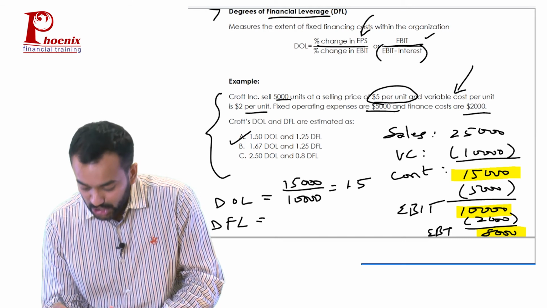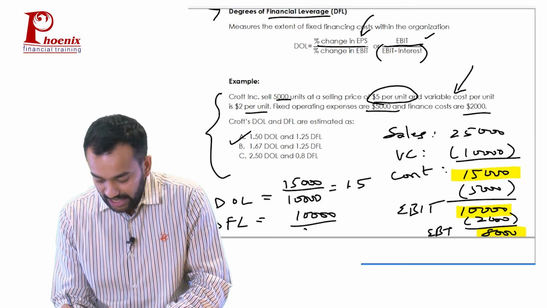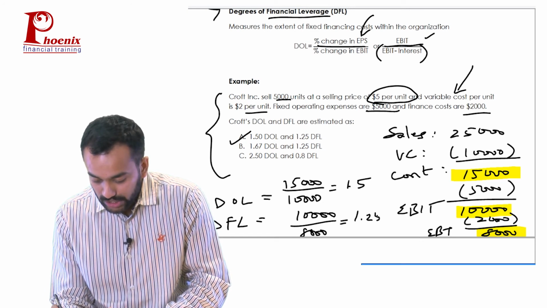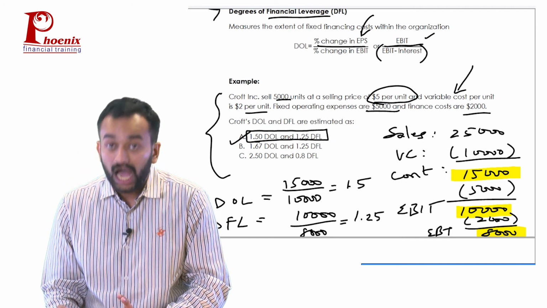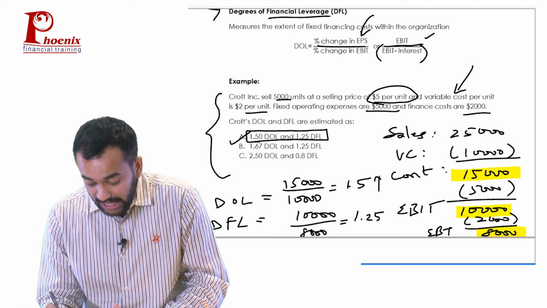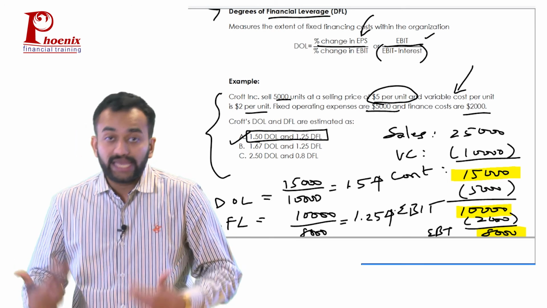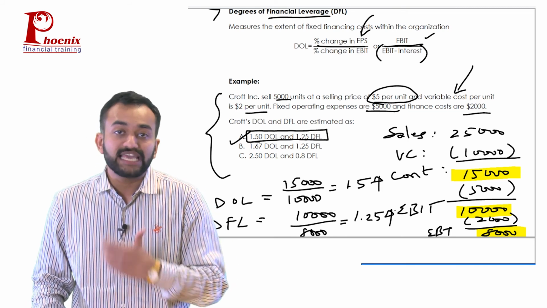The degrees of financial leverage would be your earnings before interest and tax of 10,000 divided by 8,000, which gives you 1.25. And therefore, you've confirmed A is the correct answer. Now, to summarize, the basic idea about DOL and DFL: the higher the DOL and the higher the DFL, the higher the risk inherent in the company.